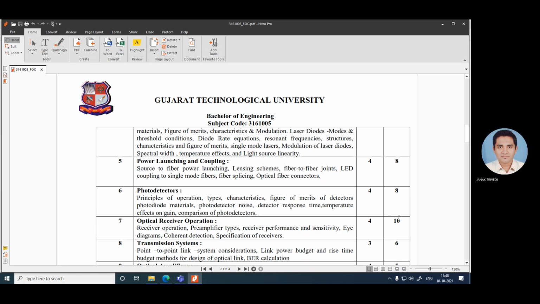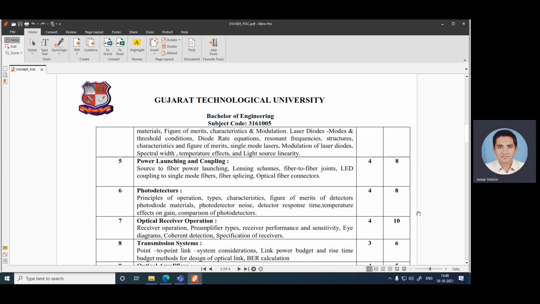Photodetector. In this chapter, principle of operation, types, characteristics, figures of merit of detectors, photodiode, materials, photodetector noise, detector response time, temperature effect on gain, and comparison of photodetectors are discussed. This chapter requires a number of hours and the weightage is 8%.